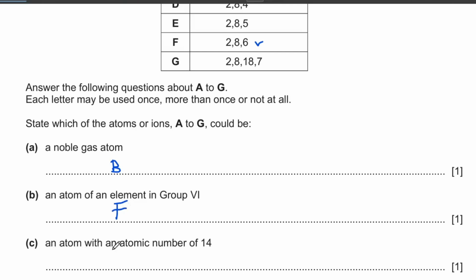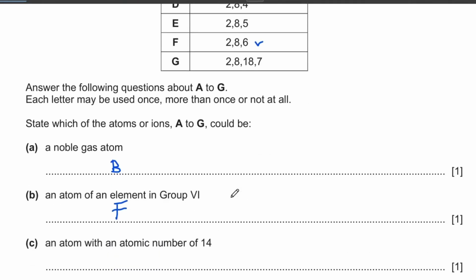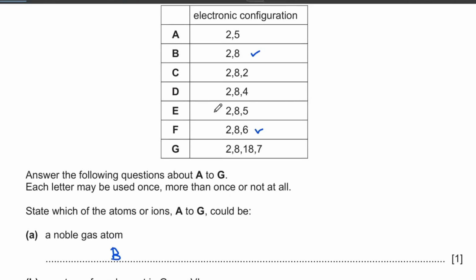Next, an atom with an atomic number of 14. Now, atomic number for a neutral atom is the proton number, and the proton number is equal to the number of electrons. So since this is an electronic configuration, that means you are looking for an atom with 14 electrons, because number of electrons is equal to the number of protons in a neutral atom. So which one has 14? Has to be 2 plus 8 is 10 plus 4, 14. So our answer is D.